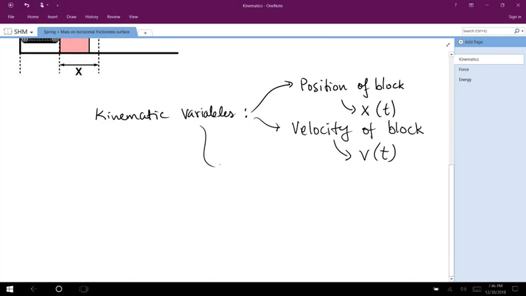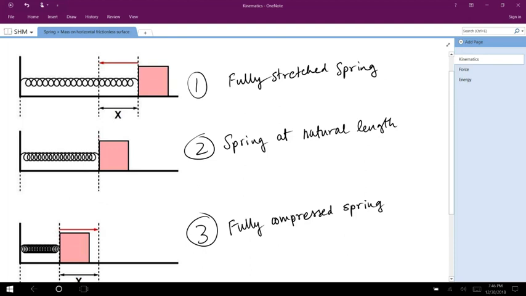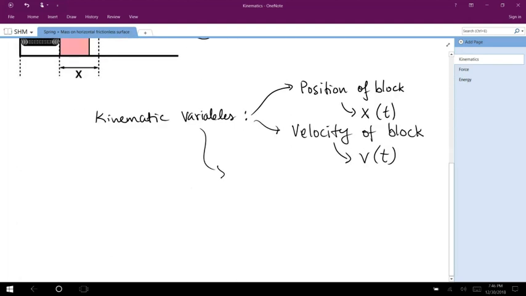And finally, can we talk about another kinematic variable? Well, position was changing with time, so we had velocity, because velocity is the time rate of change of position. And we just said that the velocity of the block is also changing with time, so we can probably also talk about the acceleration of the block.